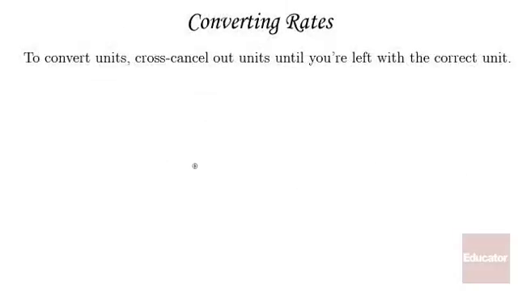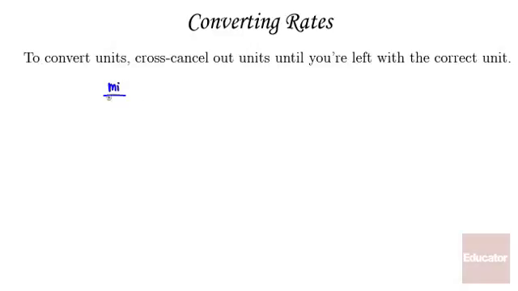Now, when you're converting rates, remember, a rate is a ratio of two different units. You have different units on the top and the bottom, and that's a rate. To convert rates means you're going from whatever units they give you and changing it to different units. You're converting them. For example, if I have miles per hour, let's say I want miles per hour.